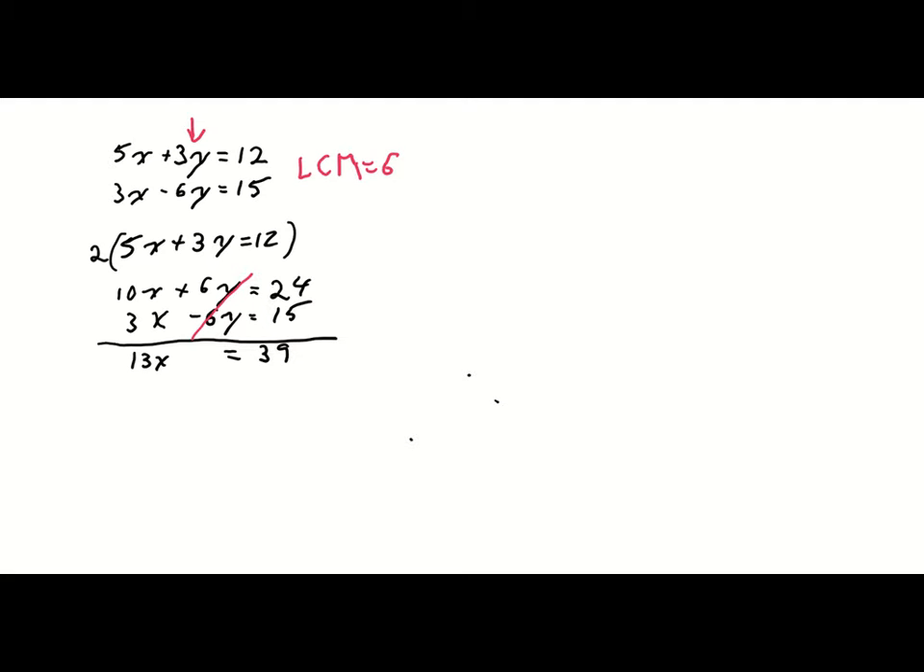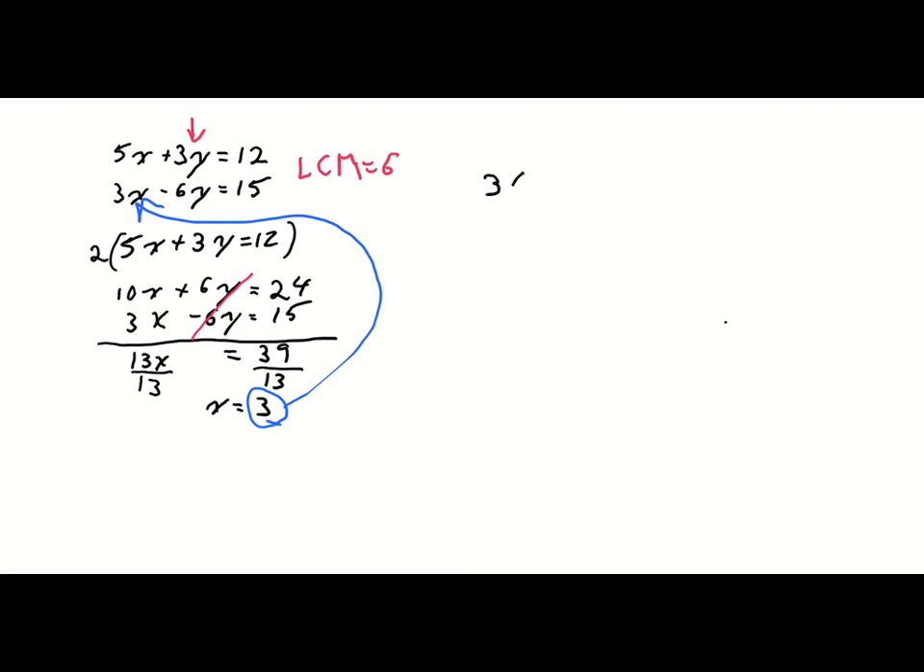From there, we're going to solve for x, so divide both sides by 13. So x becomes 3. Once we find x, we just need to find y. We take the 3 that x is equal to and plug it back into either one of those original equations. Doesn't matter which one, so let's just pick the second one.